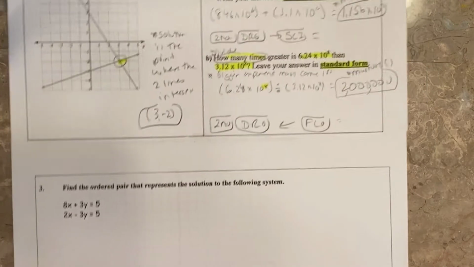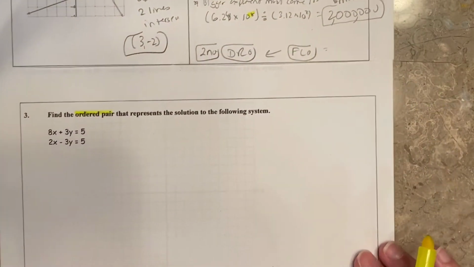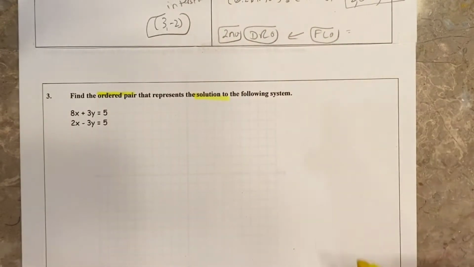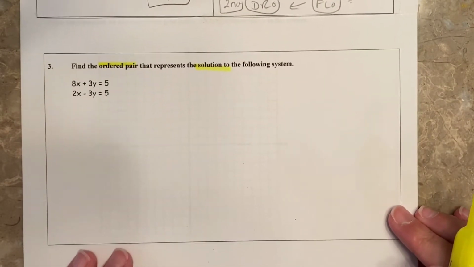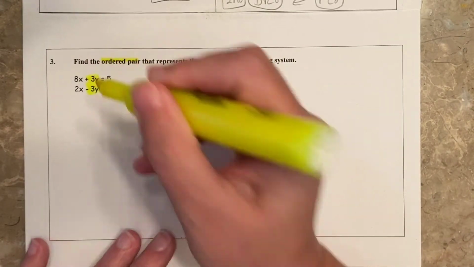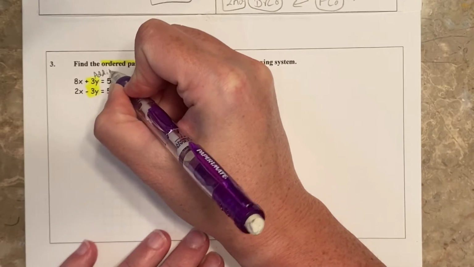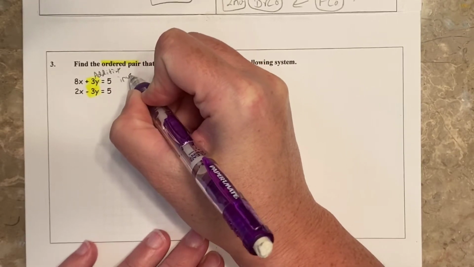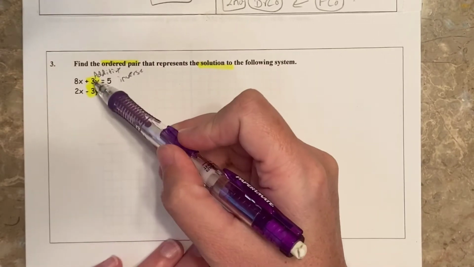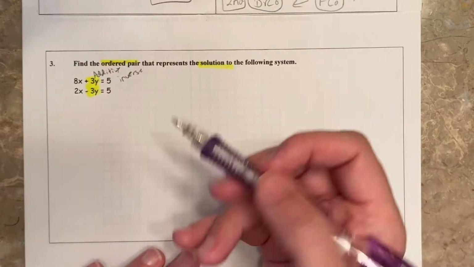Okay, number 3. Find the ordered pair that represents the solution for the following system. Okay, so this is actually the question that you guys had on your multiple choice. And this is the one that had the additive inverses. Okay, these are additive inverses. Remember, additive inverses are numbers that are the same. See how they're both 3, but one's a plus and one's a minus. So we need that in order to do this question.